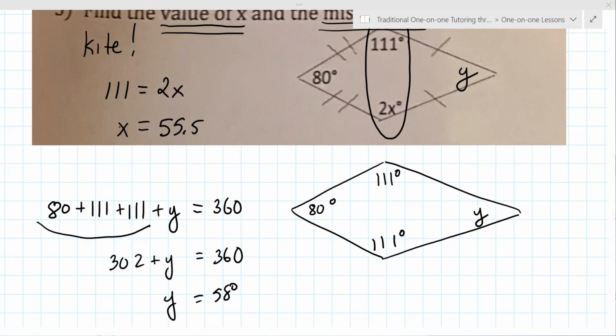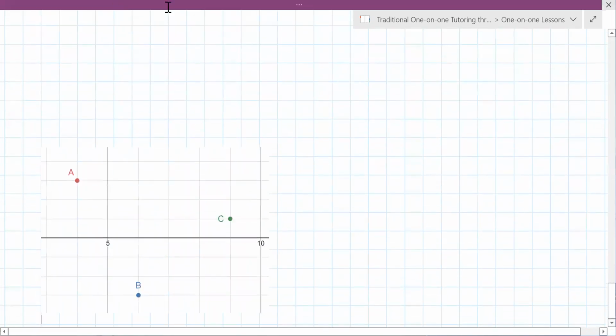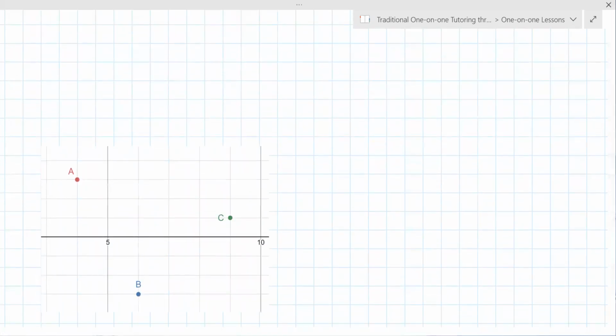So let me know when you get all this down. Okay, got all that down. Great. Okay, let's take a look at the last question here. So you have that on your paper, right? Number 6. All right, let me snip this in. So I went ahead and I graphed the 3 points.